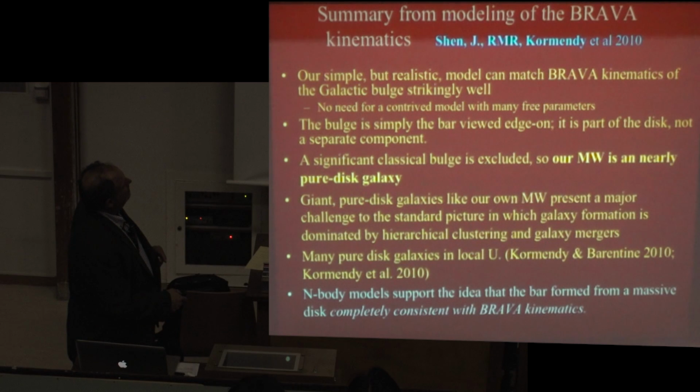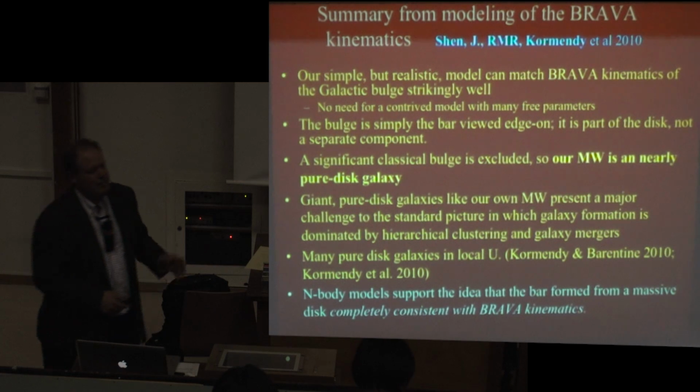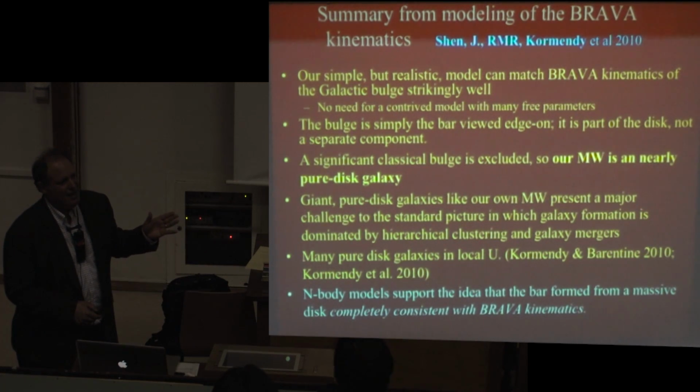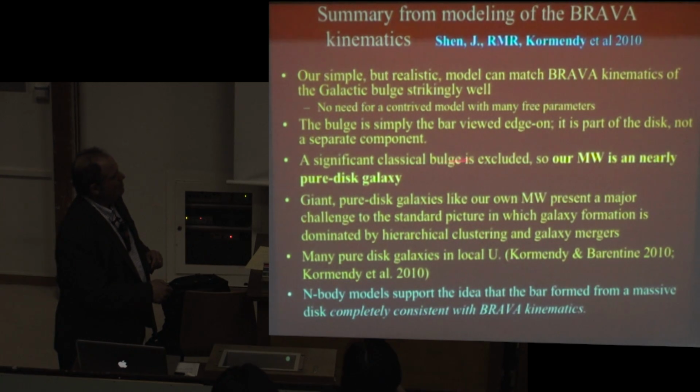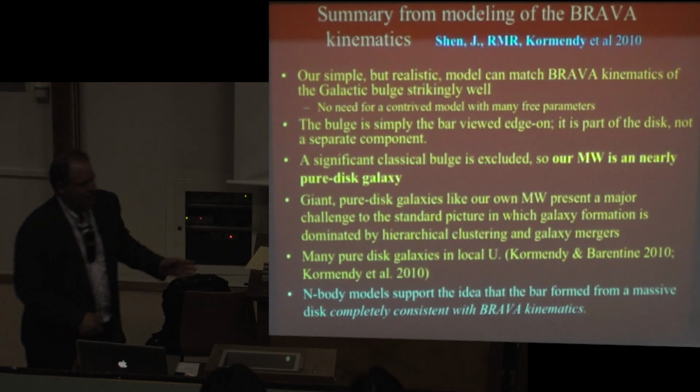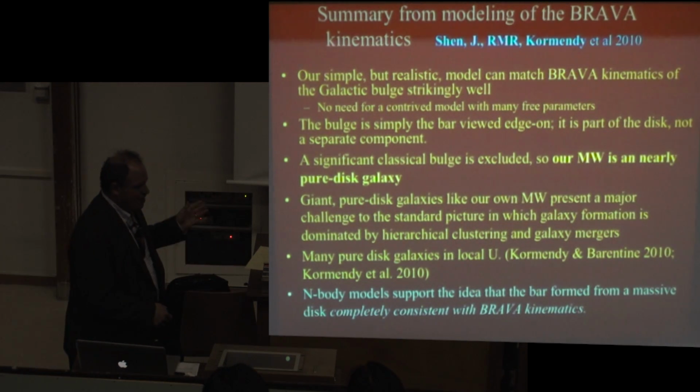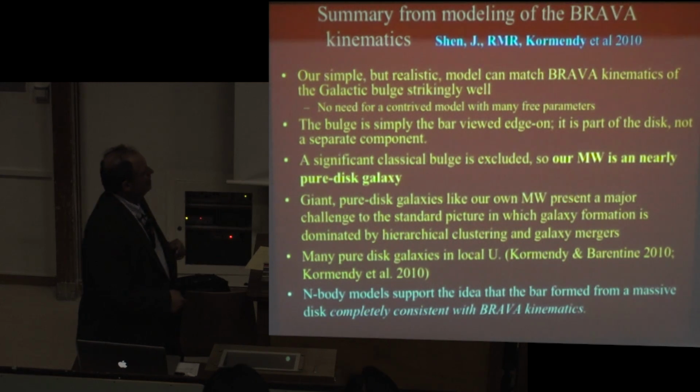So basically, the conclusion from the BRAVA survey, the really important, significant conclusion, is that in principle, the bulge did not require a spheroid at all. The bar could have evolved from a pure disk, and so Kormendy refers to the Milky Way as a pure disk galaxy, and that he feels is significant. Of course, how does something like that survive over time in a LCDM universe?